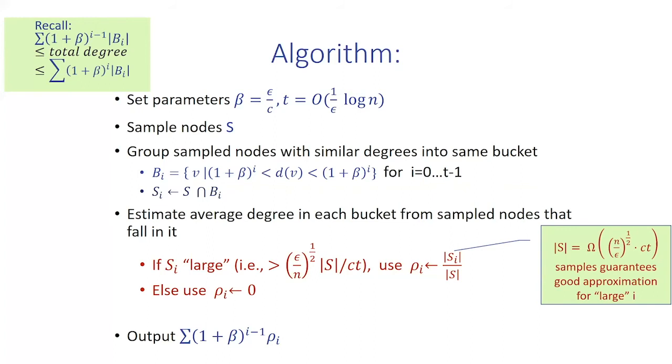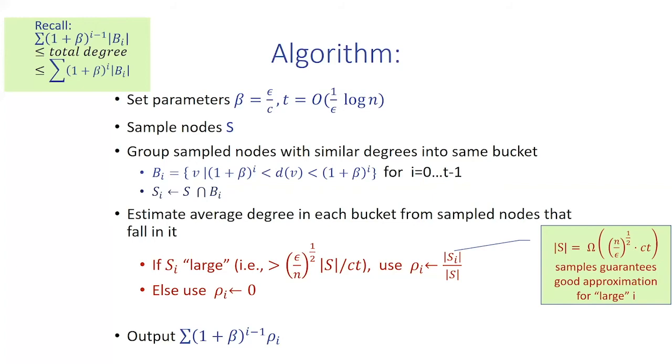This seems like a good time to tell you how many samples we'll need. I kind of ruined the surprise before, but it's roughly this: you're going to take a number of samples that's something like root n over epsilon times this C T. Remember again that T is like log n. So it's a little bit more than root n over epsilon, a log factor more, O tilde of root n over epsilon. And we're going to show that that's good enough.